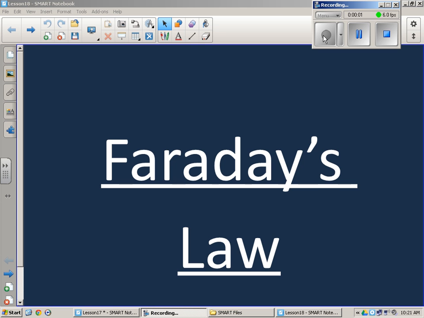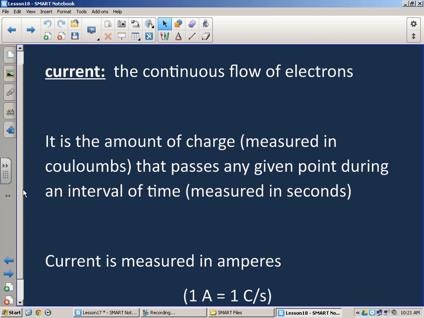Faraday's law is a formula that relates the amount of electrons. When you think about amount, hopefully you think moles. So it relates the moles of electrons to the amount of a substance being produced or reacted.